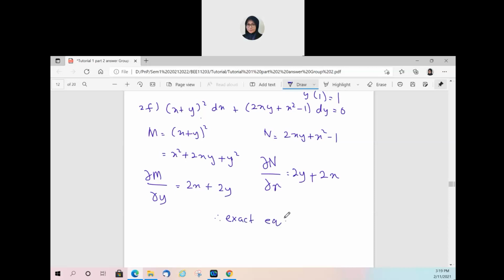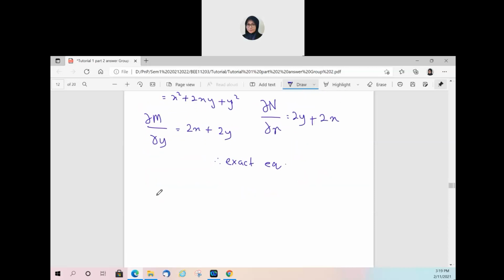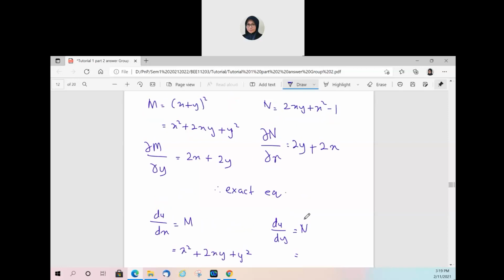Okay. Then we assume du over dx equals to m, and your m is x square plus 2xy plus y square. And we assume du over dy equals to n. And what is your n? 2xy plus x square minus 1.